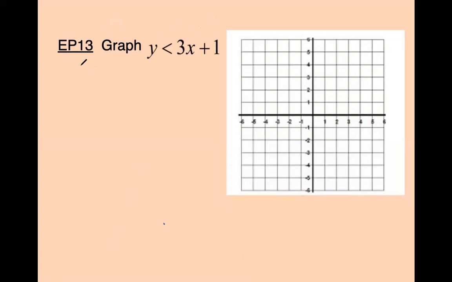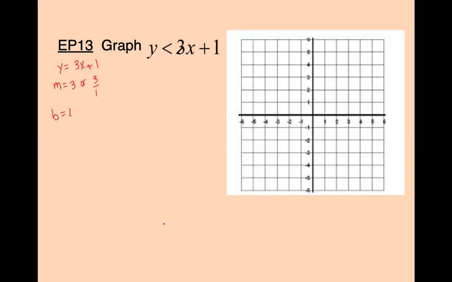So you need to think to yourself, how would I graph y equals 3x plus 1? Because that's the corresponding line that's associated with this inequality. Well, we have a slope of 3 or 3 over 1, right? This is in y equals mx plus b form. We have a y-intercept of 1. And so I'm going to go ahead and graph that.